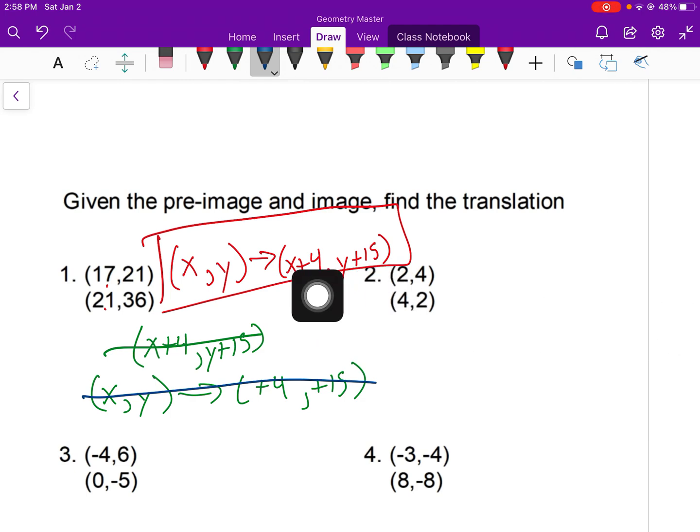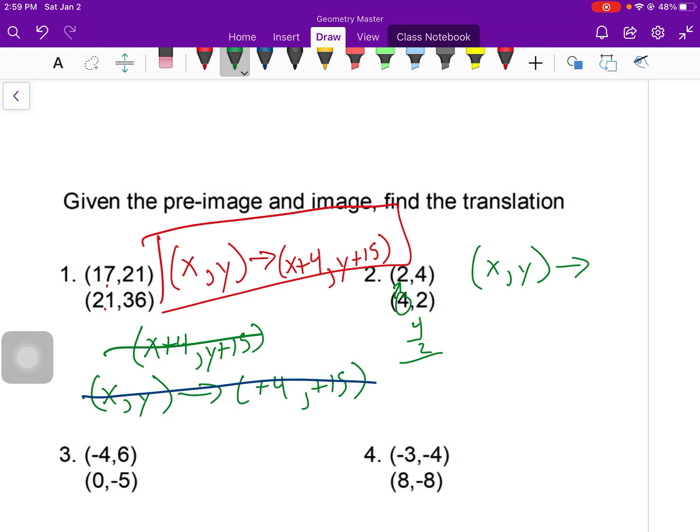I got this plus 4, plus 15 just by saying, oh, 17 plus 4 is 21, 21 plus 15 is 36. Maybe that doesn't come across super fast to you. That's okay, because another way you can do this is by subtracting. I need to go from this number to that number, so that'd be 4 minus 2, which gives you 2. And then from this number to that number, that's 2 minus 4, which gives you negative 2. So I'm going to have x plus 2, y minus 2.